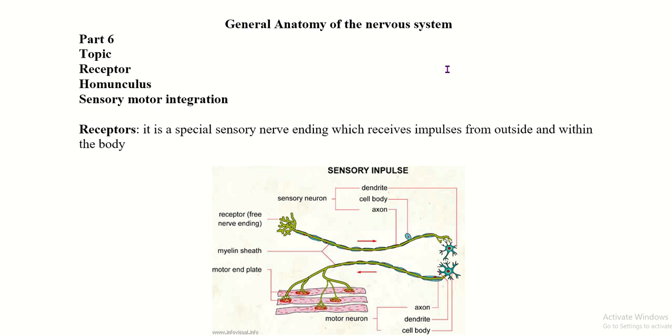In this video, I discuss general anatomy of the nervous system part 6. The following topics are discussed in this video: receptor, homunculus, sensory motor integration.